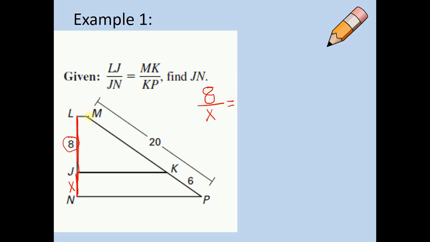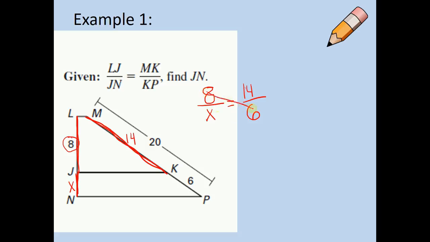Equals MK. That is right here. And now notice, guys, that doesn't have a measure either. But I do know MP is 20, and I know KP is 6. So would you agree with me that MK can be 14, right? Because if this full side right here is 20, and KP is 6, that means that this has to be 14 for MK. So I'm going to put 14 there. KP, we know that's 6. Now we can find JN.